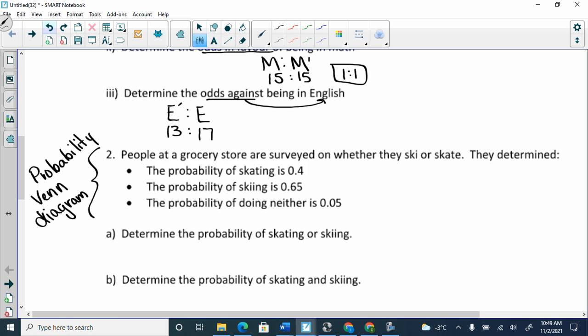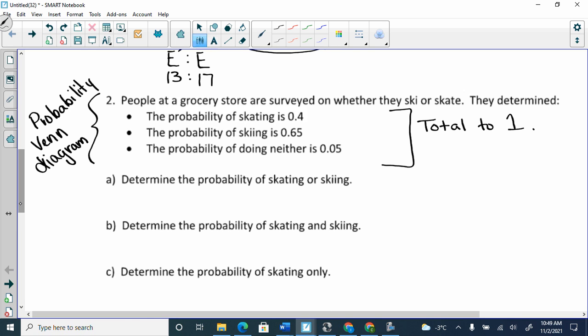Probability Venn diagrams total to 1. Because when you add up all probabilities, it should total to 1. We agree? If they gave you the probabilities in percents, it should total to what? 100. That's the only difference. Okay? So they can give you 2 types of Venns. A normal Venn, where it just sounds like the previous one, and then a probability Venn.